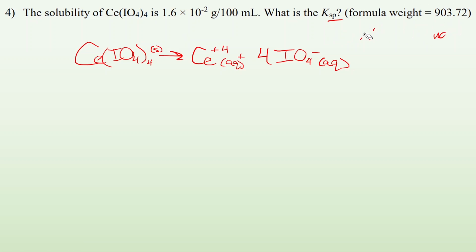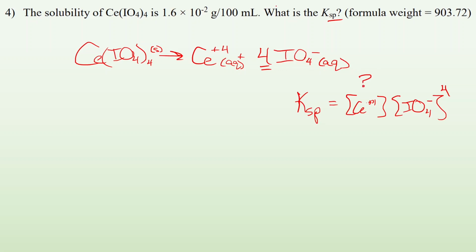So the expression for the KSP is going to be the concentration of the products. So the concentration of Ce plus 4 times the concentration of IO4 minus to the 4th power because of the 4 right there. Now we've got to figure out what the concentrations of these ions are. They told us the solubility of the salt, so let's start there. I'm going to convert that to a decimal. That 1.6 times 10 to the minus 2 is really 0.016 grams for every 100 milliliters.